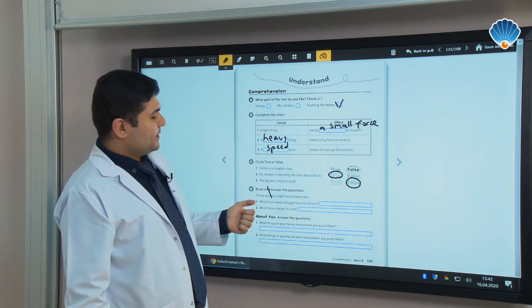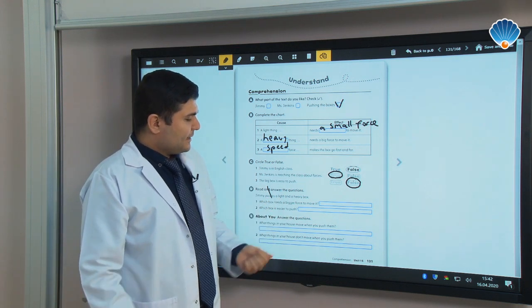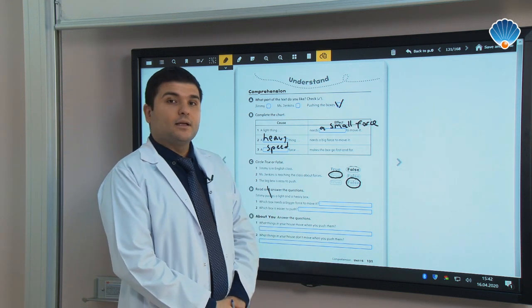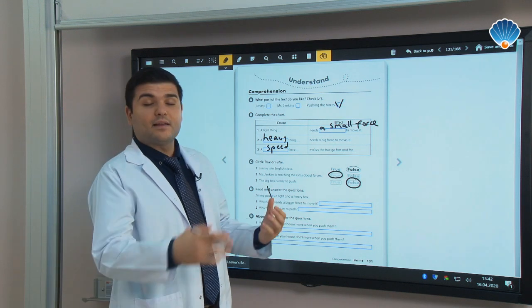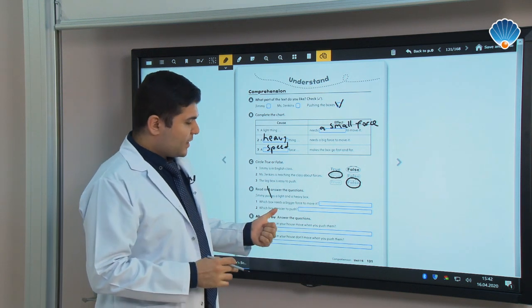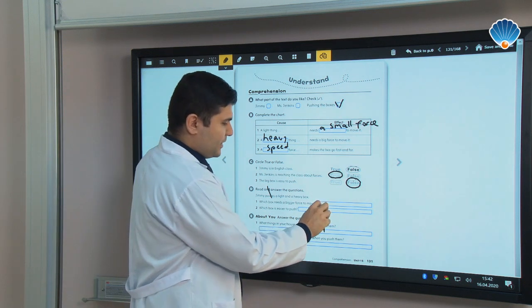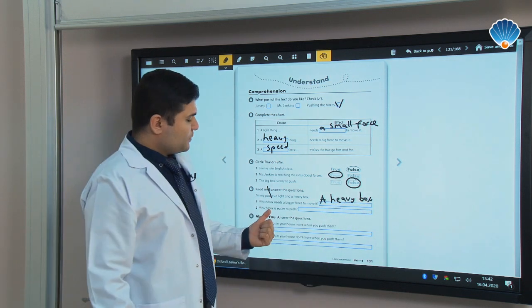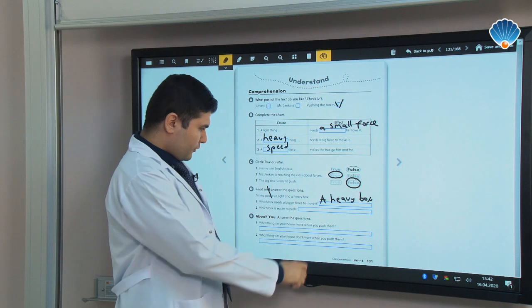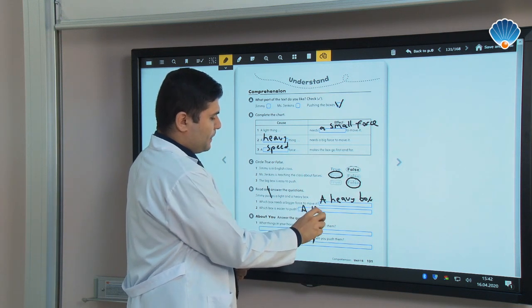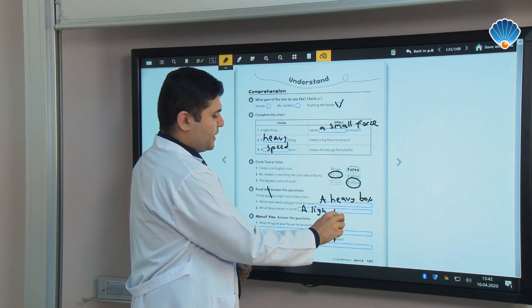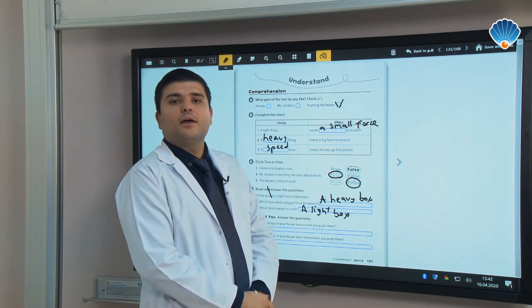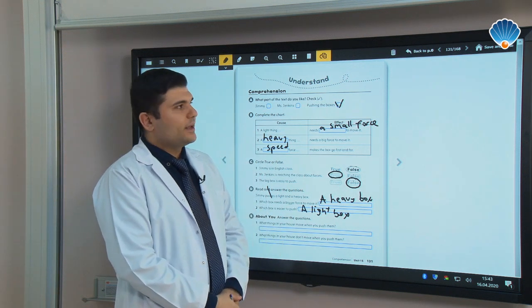And read and answer the question. Jimmy pushes a light and heavy box. Which box needs a bigger force to move it? A small one, or the light one, or the heavy one? Which box needs a bigger force? Of course, the heavy box, right? Heavy box. And which box is easier to push? Of course, a light box. Okay? You can write these answers. And this is the end of the workbook, target vocabulary and the reading part.